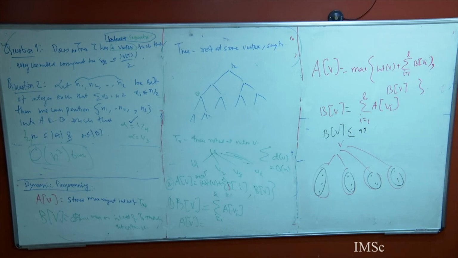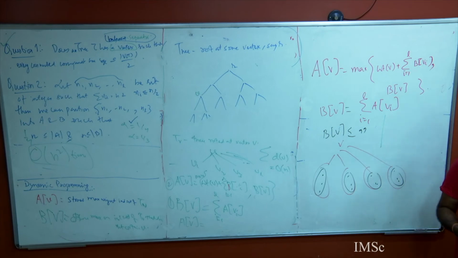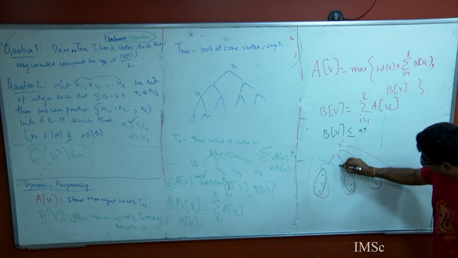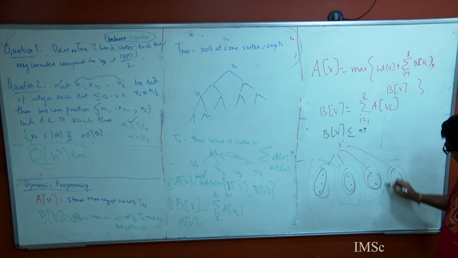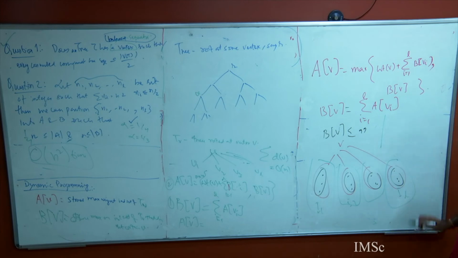Now I have to show the other way around, and this is where you are using something which you must understand. What is A_{V_i}? It is a maximum weight independent set in this part of the graph, and likewise in this part, and this part, and this part. Let's call them I_1, I_2, up to I_L. And what I would like to say is that I_1 union I_2 union up to I_L is an independent set.